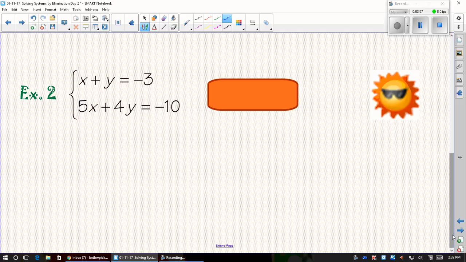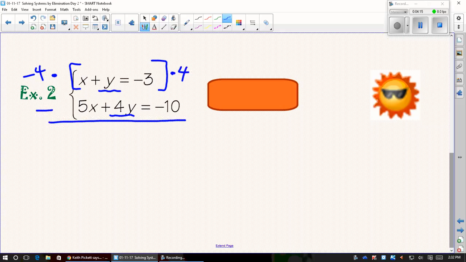I could multiply the top equation by negative 5, so this would be a negative 5x, but just to be different this time, I'm going to eliminate y. So if this is 4y, I would ideally want that to be a negative 4y. So I'm going to multiply that y by negative 4, and as long as I do it to both sides, it's okay. Oops, not ready to add yet.